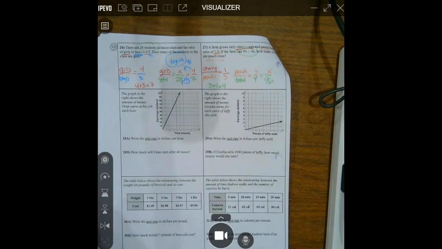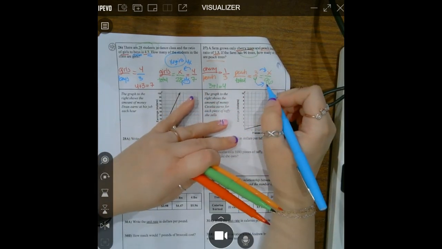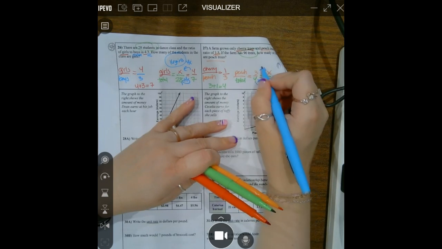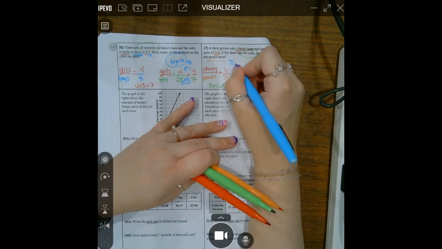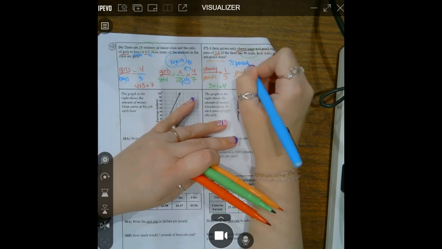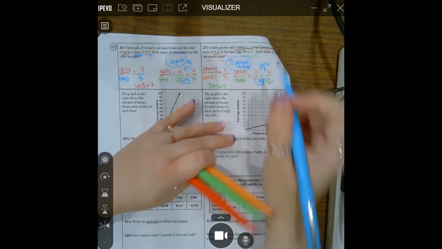Now go ahead and try to solve this. Go towards your unknown, towards your unknown. 4 times what is 96? Yeah, 24. So then 3 times 24 is 72. So there's going to be 72 peach trees when there's 96 total trees.